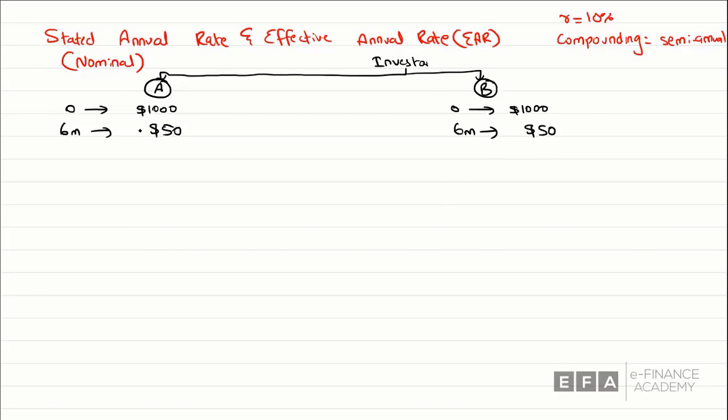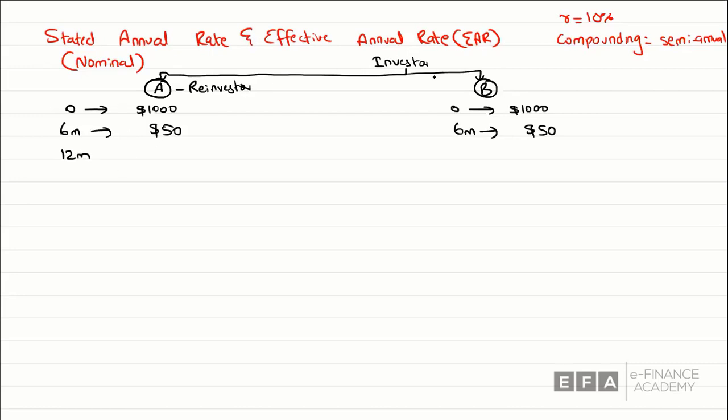But the difference between investor A and B is the investor A does not withdraw anything from the account and lets the return of $50 along with the $1,000 be reinvested for the next 6-month period. So let's call the investor A reinvestor. Let's use that name. While investor B will not reinvest. So what happens by the end of 12 months?